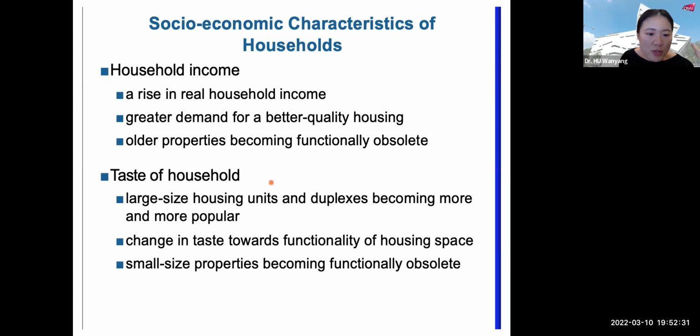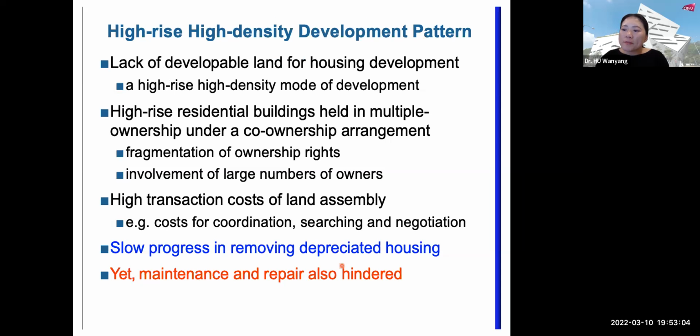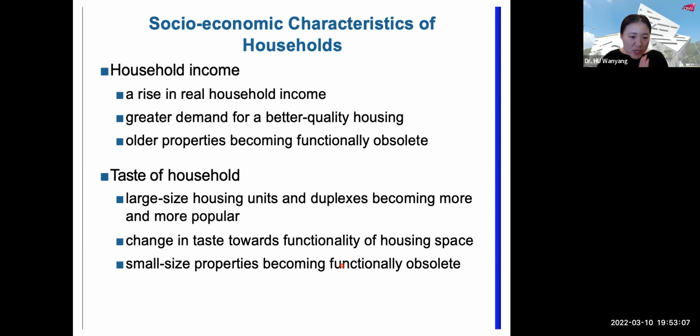And the taste of the household. Previously we sometimes called this economic obsolescence, but in this case it is also categorized as functional obsolescence, because now people prefer large housing. People may want to move to larger housing units and duplexes as well. They have a change in their preference, and they prefer large housing. So the small-sized properties will become functionally obsolete. This will affect the depreciation rate, because the housing will very easily become obsolete.